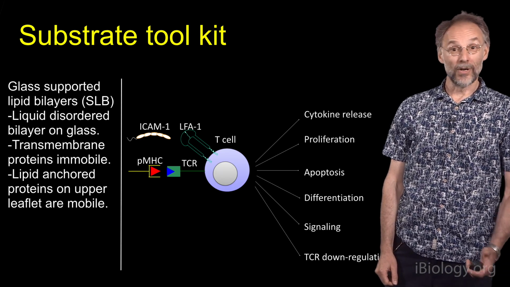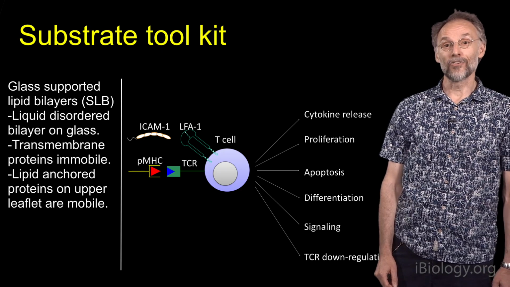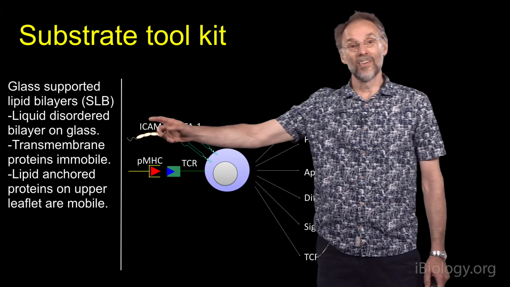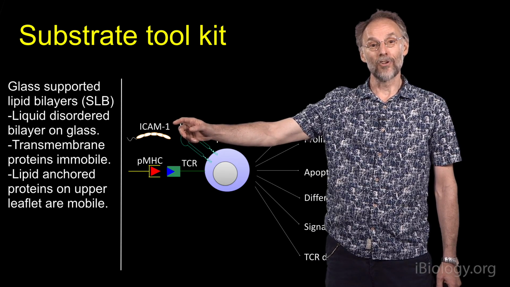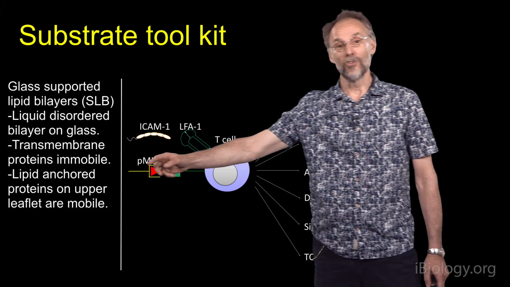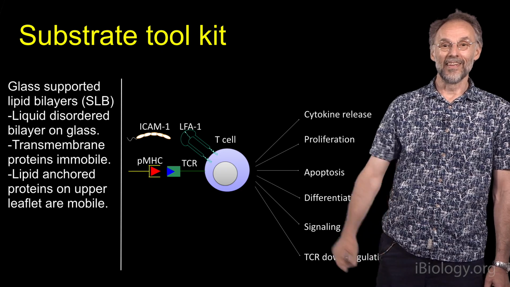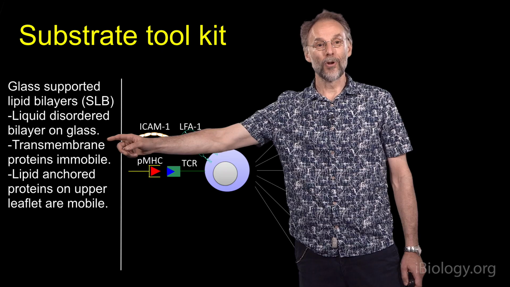Experimentally, we can recapitulate some aspects of this communication by replacing the antigen cell with a supported planar bilayer, a supported lipid bilayer containing purified adhesion ligands such as ICAM1 and the MHC peptide complex in a laterally mobile form. The lipid film in this case is in a liquid disordered state.